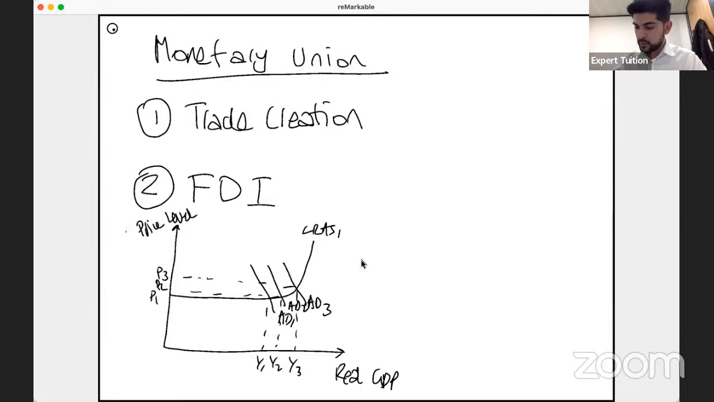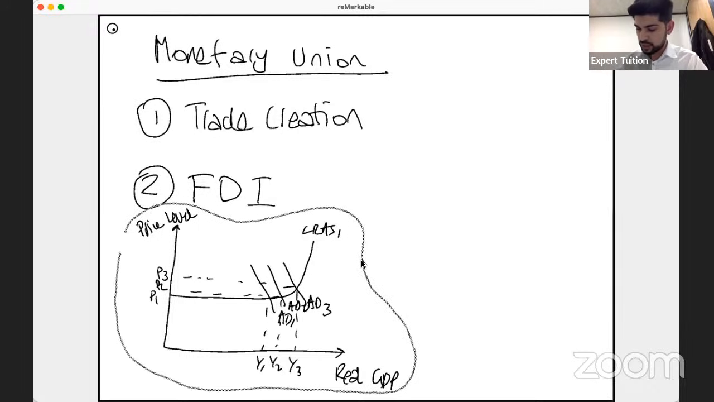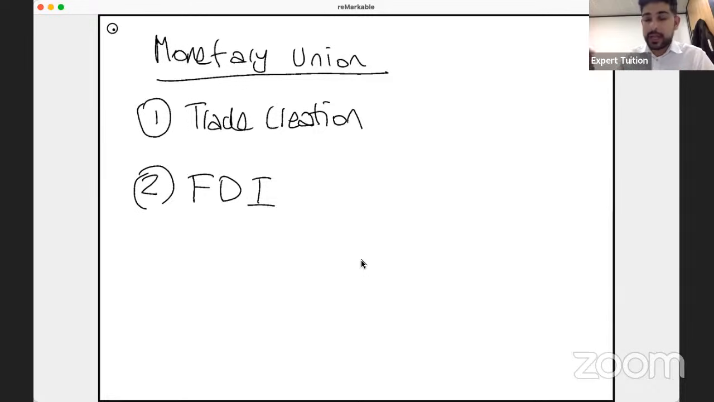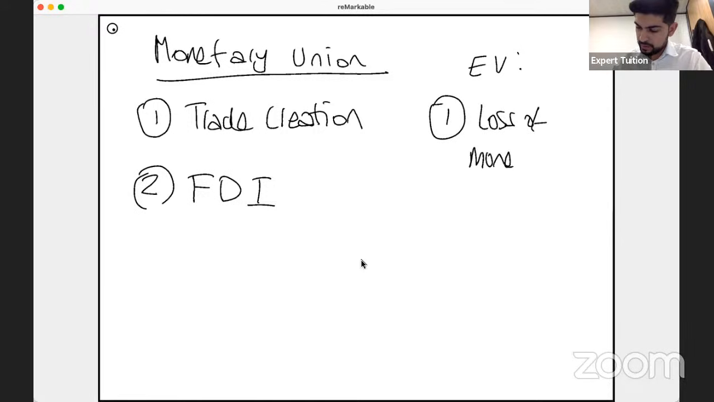Okay, let's deal with the evaluations because they are very specific, especially the first actually, to a monetary union. If you get a question about a monetary union, your absolute must evaluation, it is imperative that you do this, is to talk about how there is a loss of monetary independence. Right, let me elaborate. Number one, loss of monetary independence.